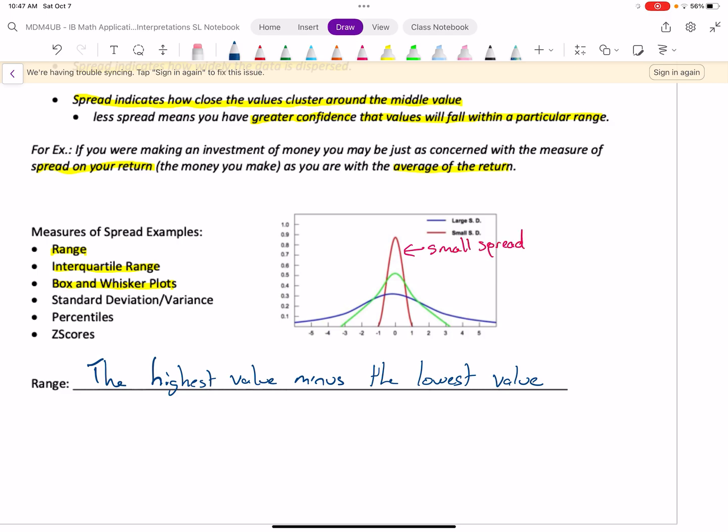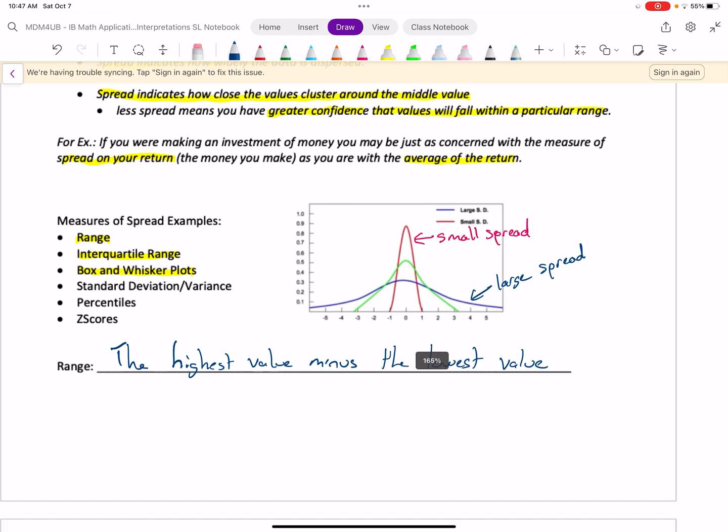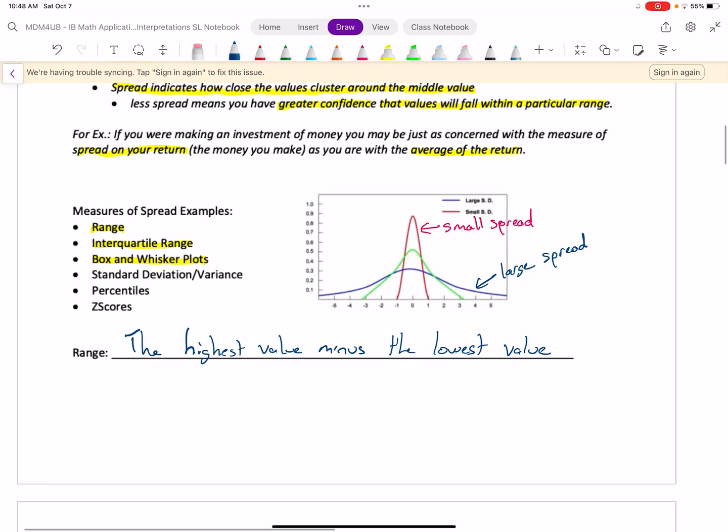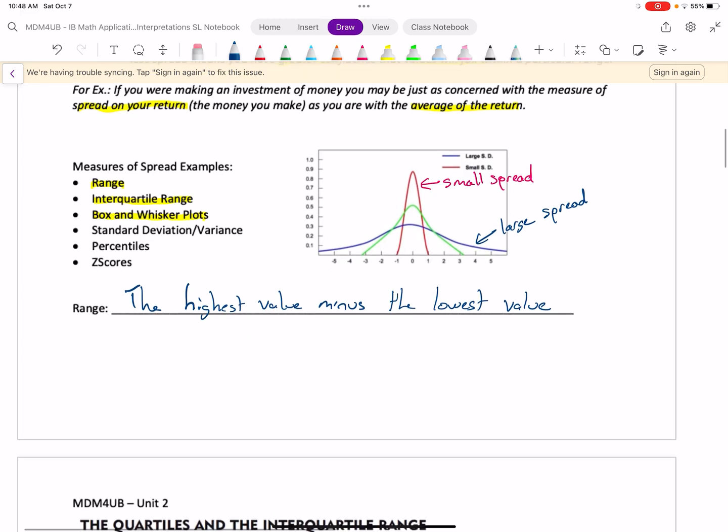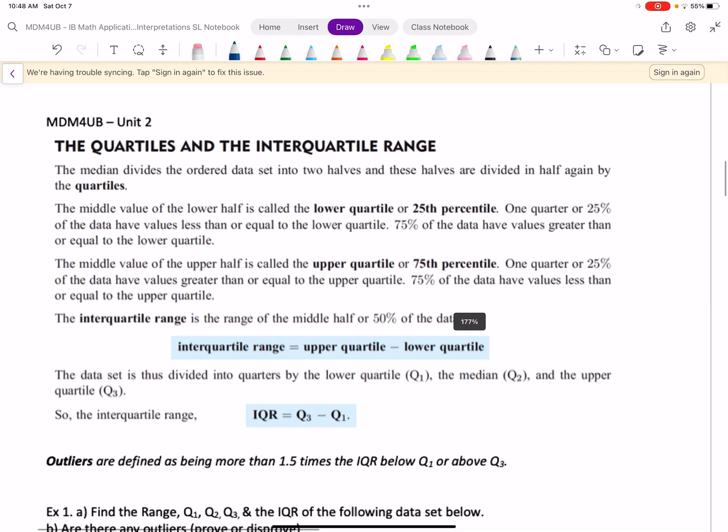And then the largest spread would be the blue one here. So this would be more spread out. Even though they all have the same average, the spread can be quite different. And we'll look at lots of different examples. All of these are what are called the normal distribution that we'll talk about later on.